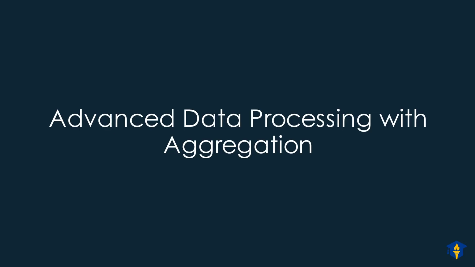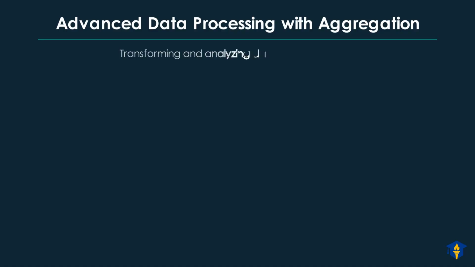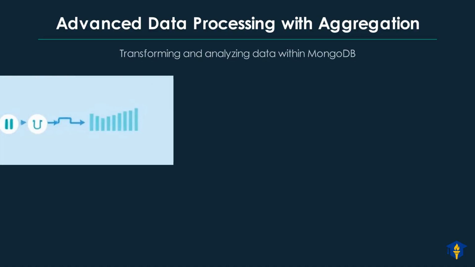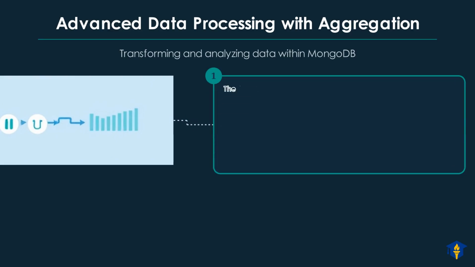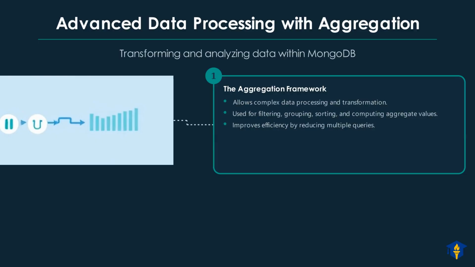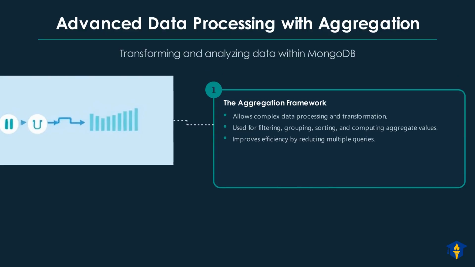Now, let us dive into advanced data processing with aggregation in MongoDB. This powerful framework allows us to transform and analyze data directly within the database. At its core, we have the aggregation framework, a robust tool. It allows for complex data processing and transformation operations within MongoDB. This framework is used for efficient filtering, grouping, sorting, and computing aggregate values. Importantly, it significantly improves efficiency by reducing the need for multiple queries.